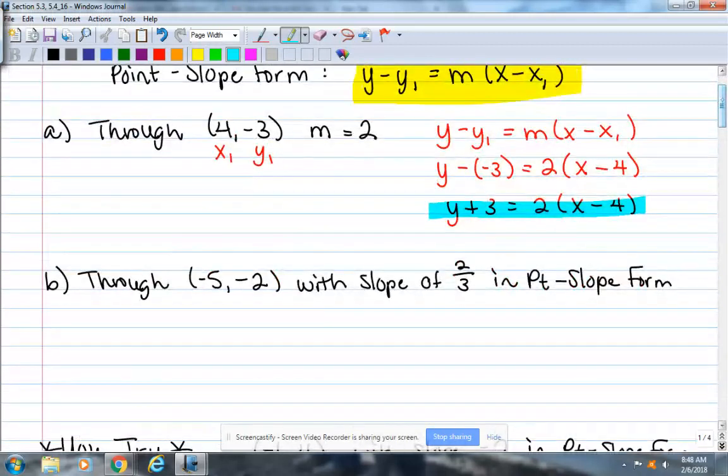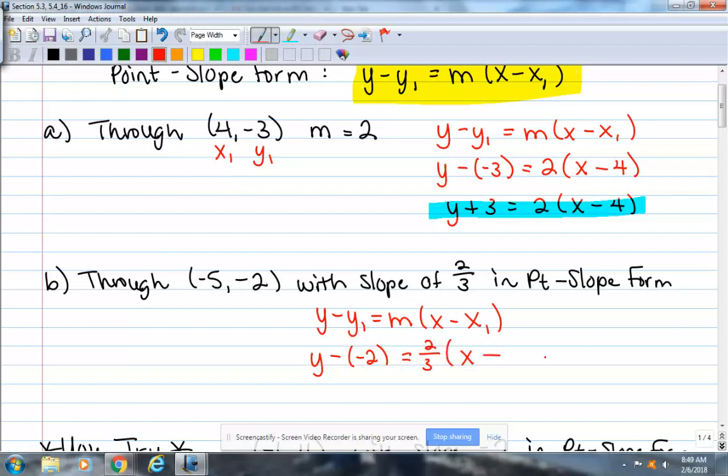Okay, so the next one. This time we want to go through the point -5, -2. And have a slope of 2/3. And we want it in point slope form. So what two things do we need? A point and a slope, right? So we're going to use y minus y1 equals m times x minus x1. So before I even look at what they are, I'm going to write y minus. What is y1? It's our y value of our ordered pair, so -2. So I'm going to use parentheses for my double negatives. Equals, what is my m? 2/3.